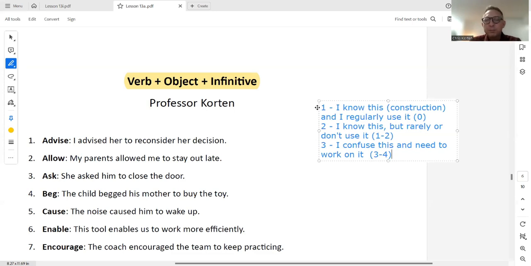Now, once you place these in categories, you can do, let's say this one's in category 2, asked him to close. Maybe you sometimes know it, but you don't use it. Then you create two sentences. I asked my brother to call me. I asked my husband or wife to wake me up in the morning. So you start to create sentences. And if you can create them on your own, you have a good chance of creating them with your partner.